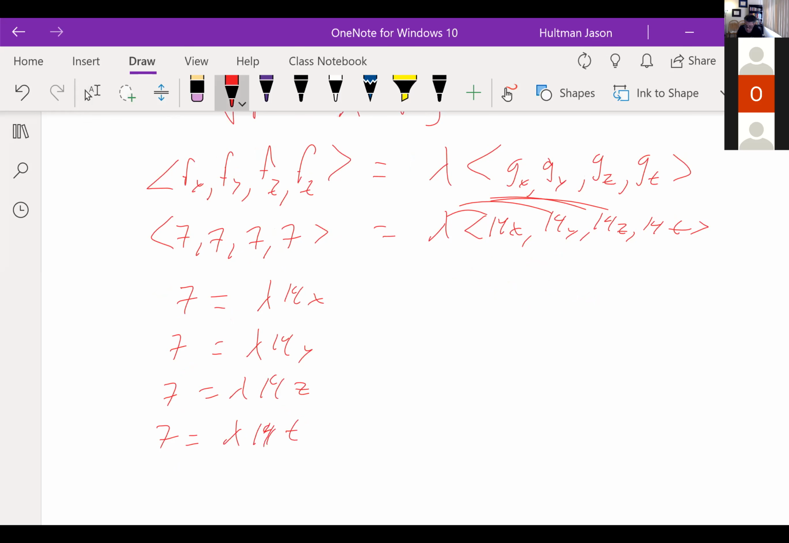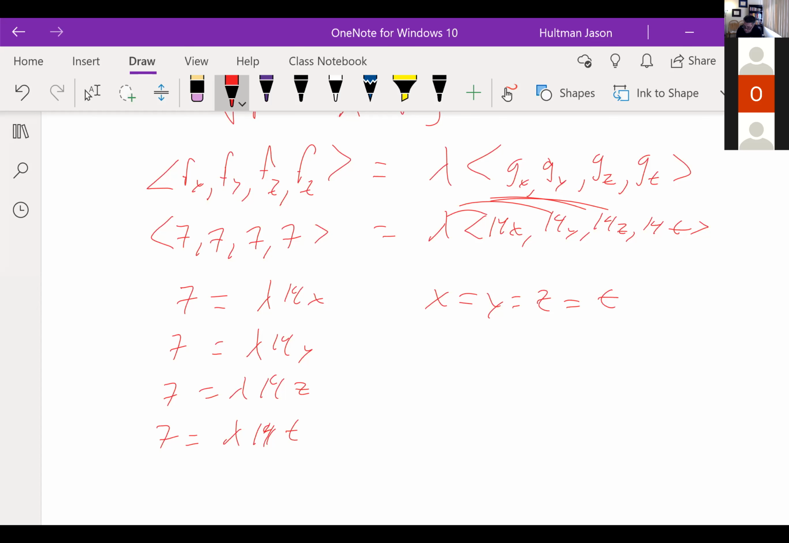What does that tell me? Well, that tells me that x is equal to y is equal to z is equal to t. Isn't that what that tells me? Right? That makes sense. Okay. So now we could actually solve for these values.